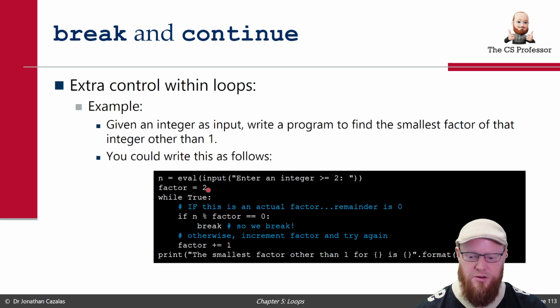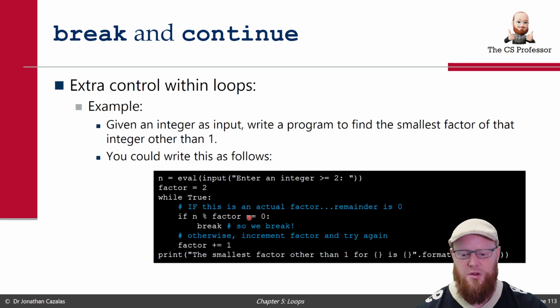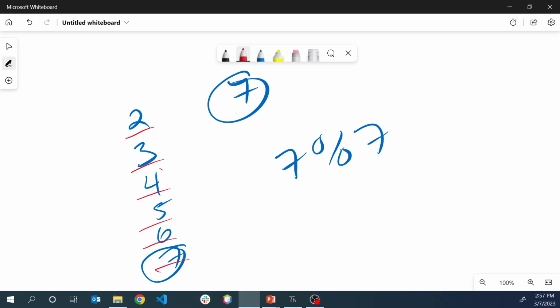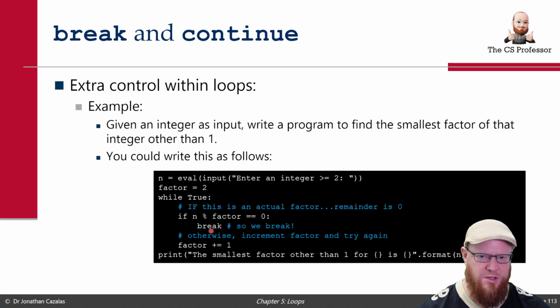So now we check factor is 3, for example. If the number mod 3 is 0, break. If it's not, let's check 4. The number mod 4 is equal to 0? Nope. And so using this example, remember, we're going to check 4, then 5, then 6, and then all the way to 7. So let's keep tracing through this.